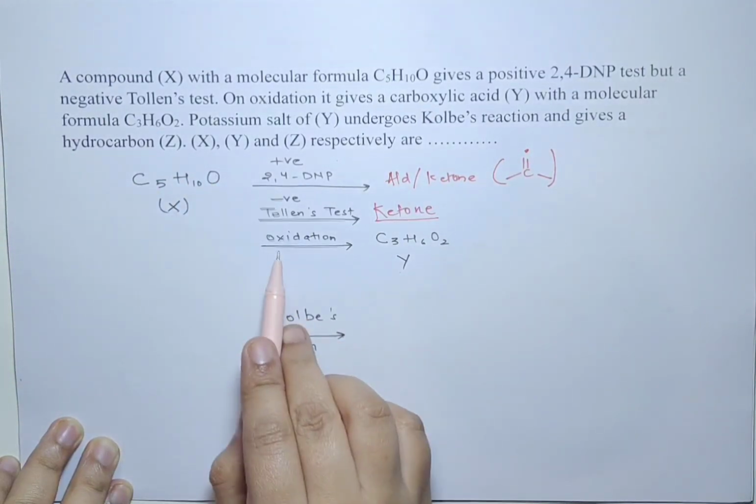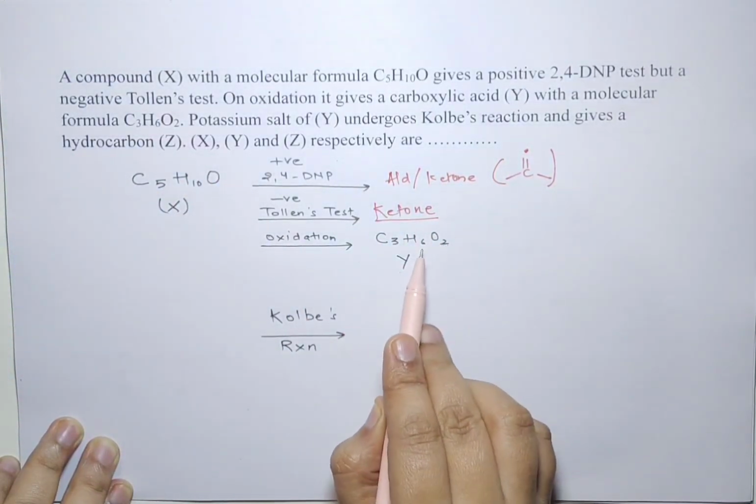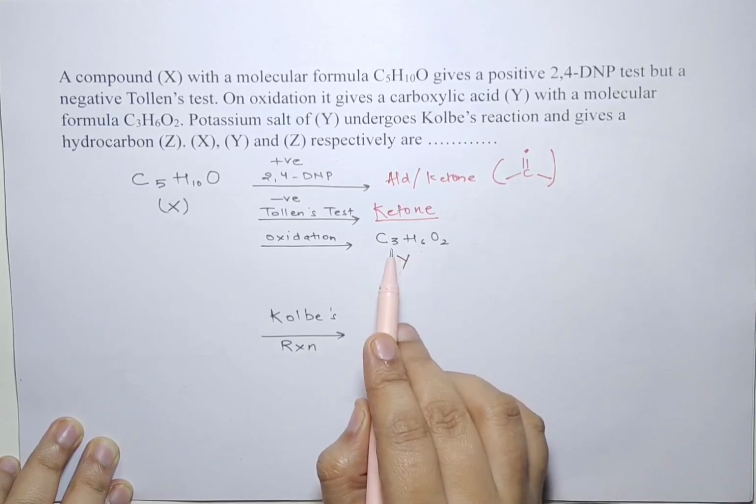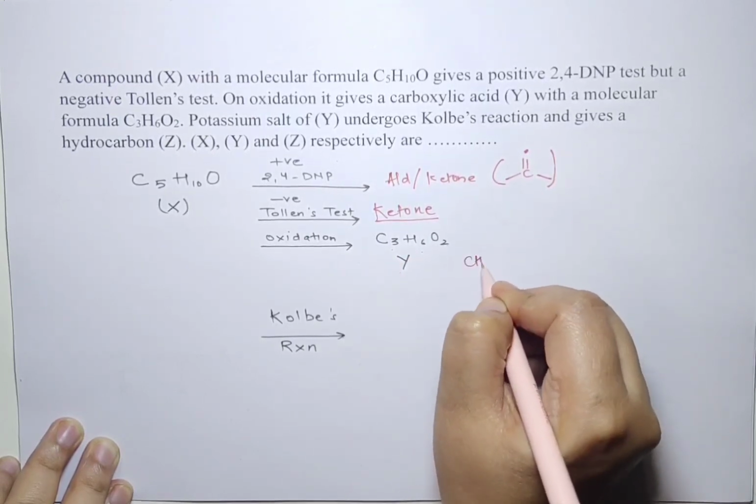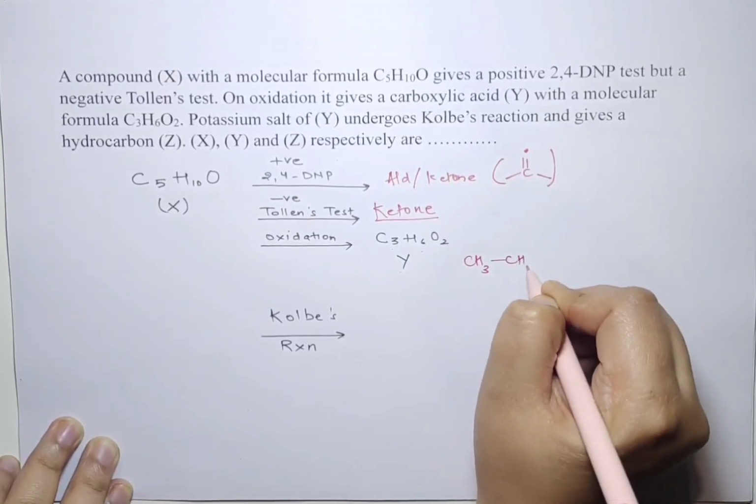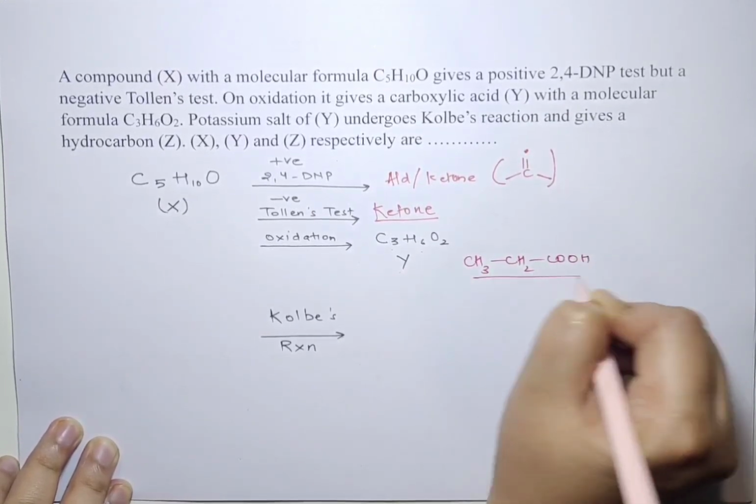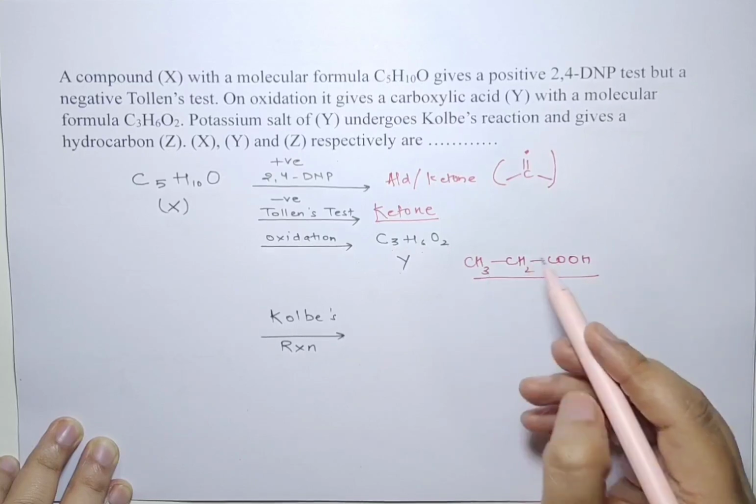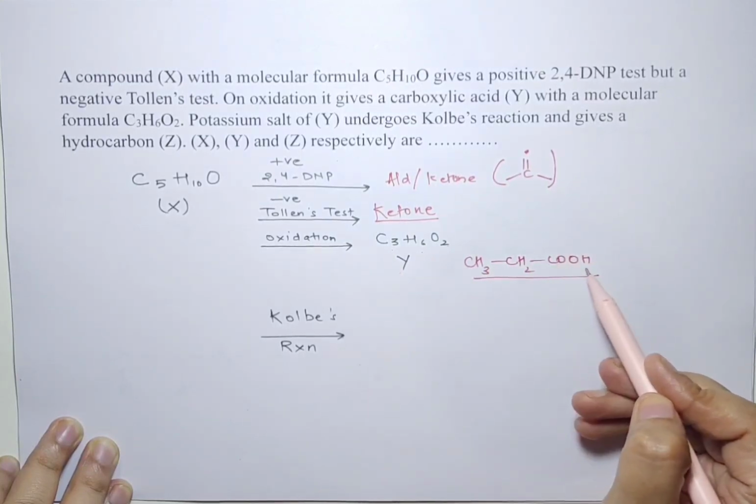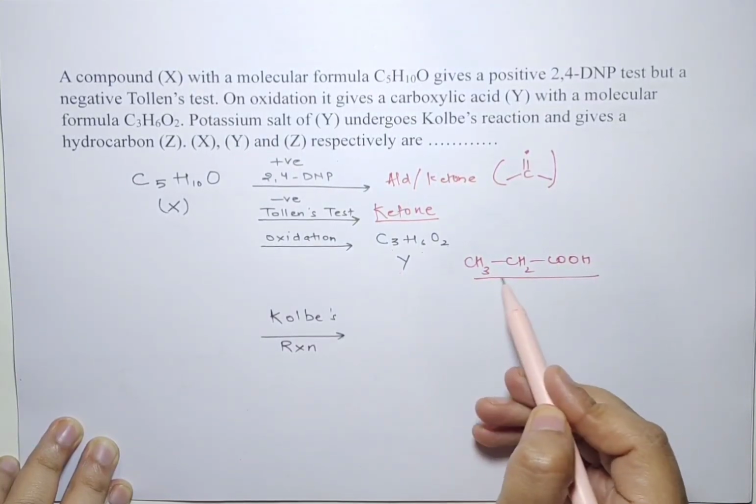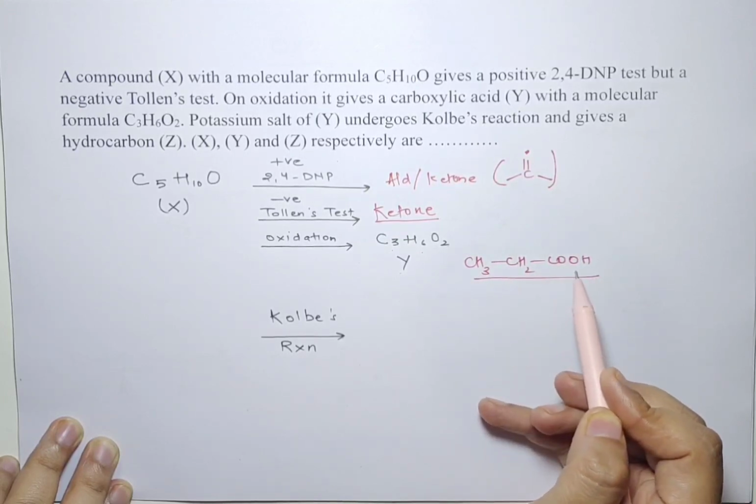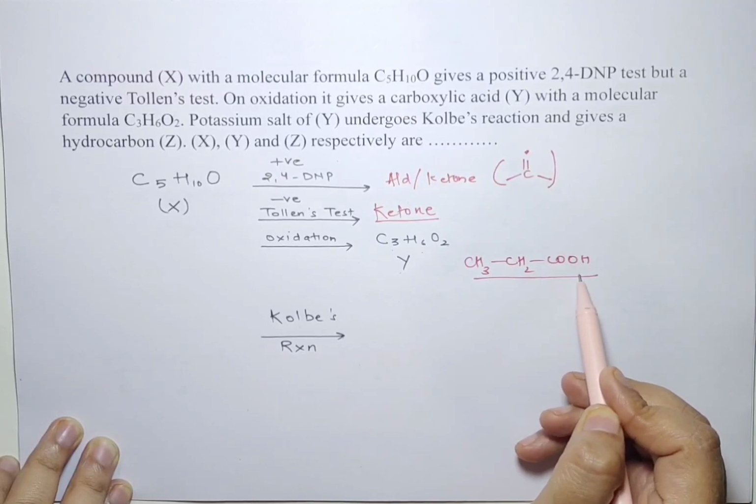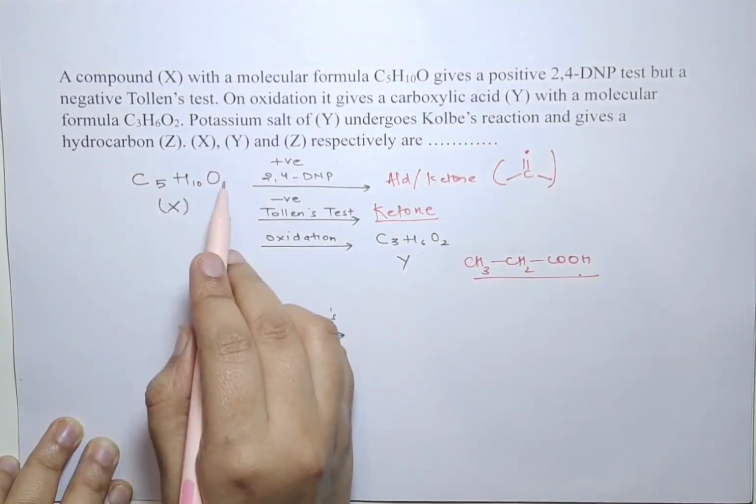C5H10O, your ketone upon oxidation gives you this compound. This is a carboxylic acid and it's a 3-carbon carboxylic acid. So what are your options here? This is your only option. Since carboxylic acid is a terminal functional group, this is the only carboxylic acid which is possible with 3 carbons. Okay, so if this is the carboxylic acid, think about this again.